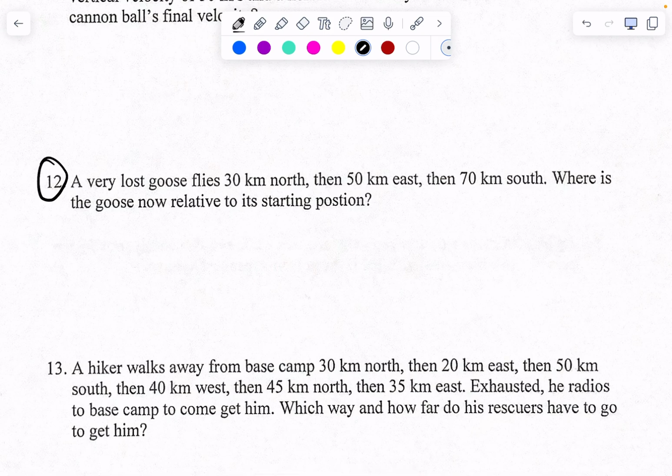This is funny. We have a bunch of vectors going on at the same time for this very lost goose, but this is actually not a bad problem. A very lost goose is flying 30 kilometers straight north. What would that be in component form? 0, 30, right? I'm going 0 in the x direction, 30 in the y direction. Does that make sense?